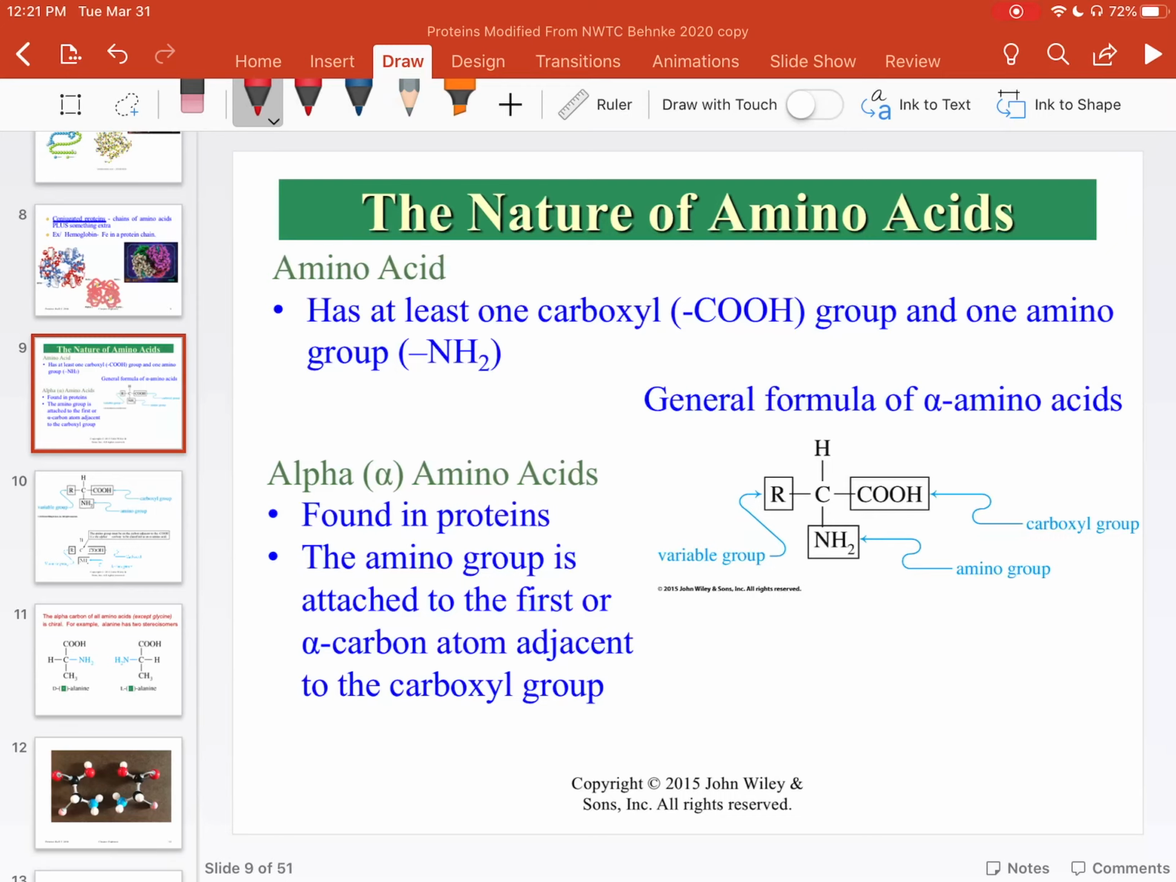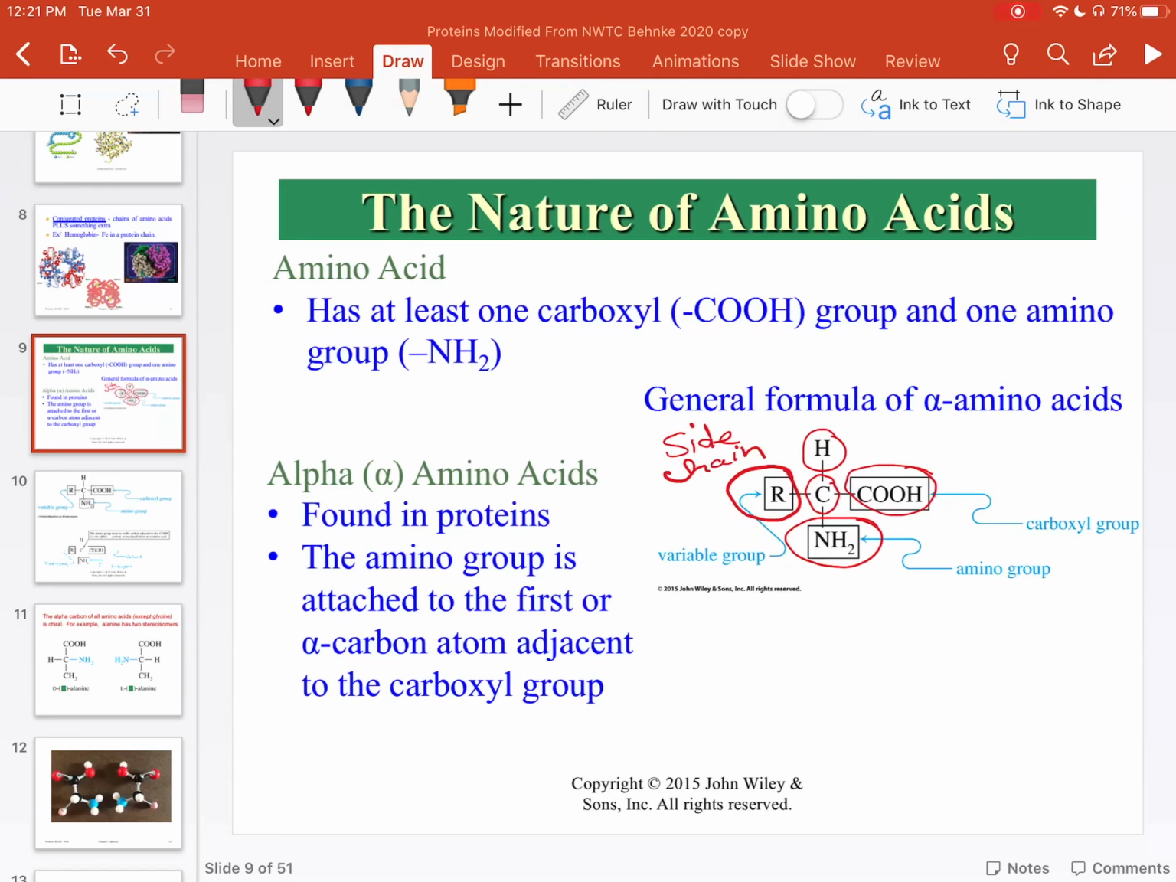So an amino acid, regardless of what type it is, and there are 20, each amino acid has the same general formula, and that includes essential carbon, carboxyl group, an amino group, a hydrogen, and this is what's called the side chain.